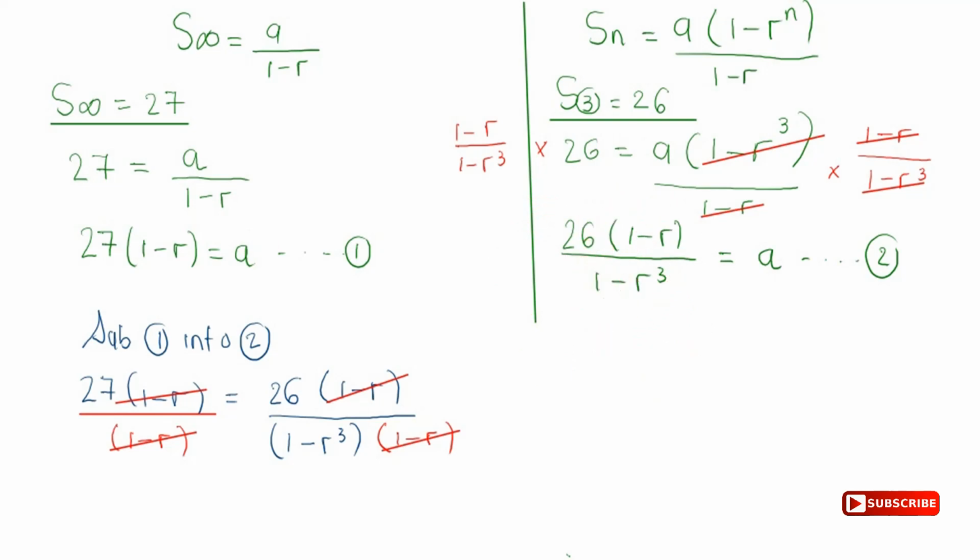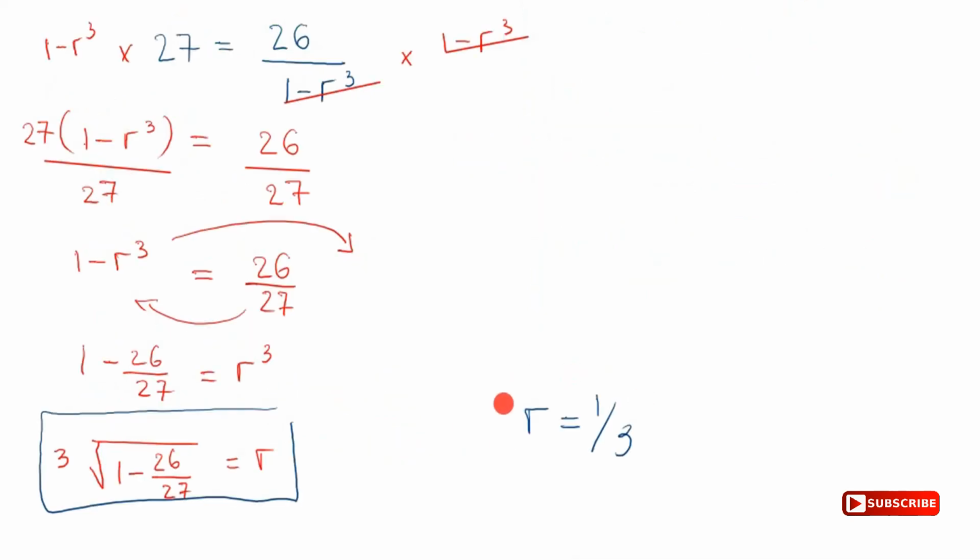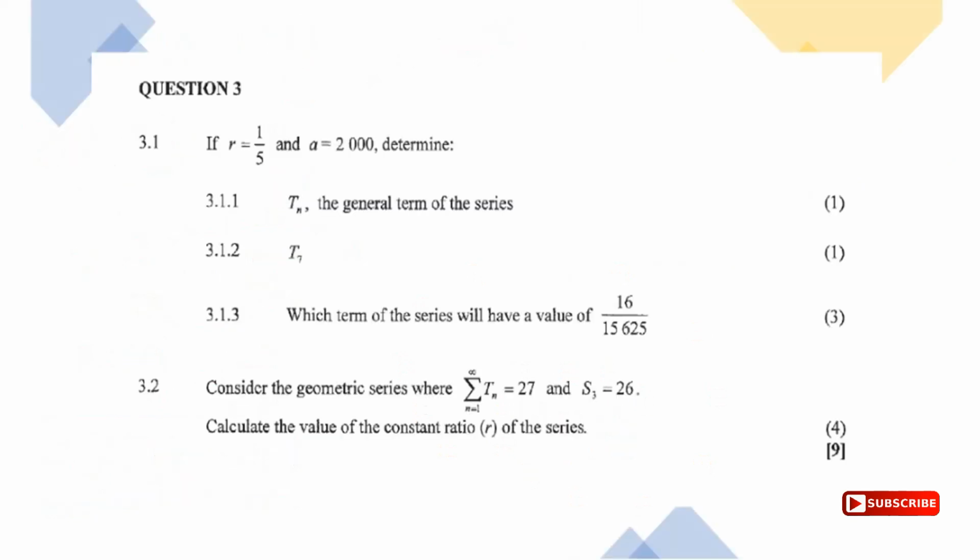We saw that if we substituted these two equations into each other, we would be able to cancel out the A and solve for R. And we found that the value of R was equal to 1 over 3. Okay, guys, so we are done. We were able to calculate the value of the constant ratio R of the series.